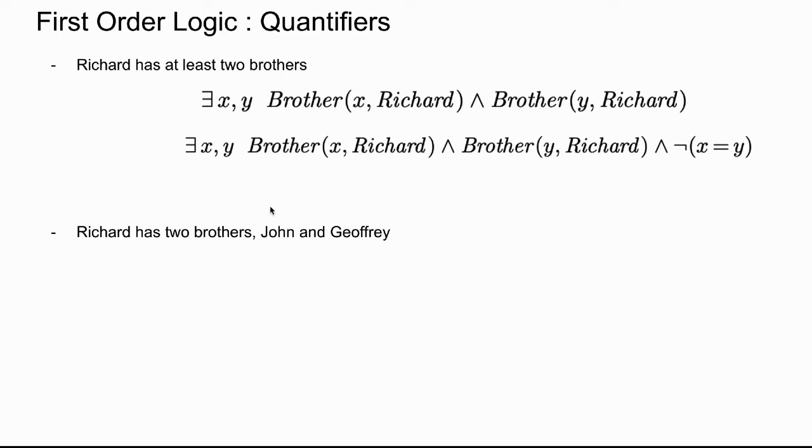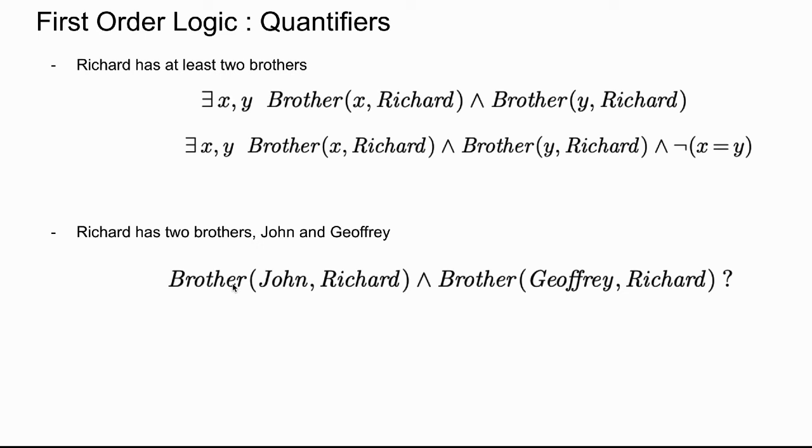Let's take another sentence where now instead of just leaving it as two brothers, I am specifying that these two brothers are John and Jeffrey. Okay. So now is it enough to just say brother(John, Richard) and brother(Jeffrey, Richard)? The answer again is no. And there are two reasons for this. The first reason is that John could be the same as Jeffrey. So we need to specify very clearly that John and Jeffrey are two different people.